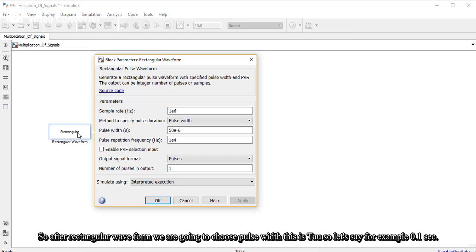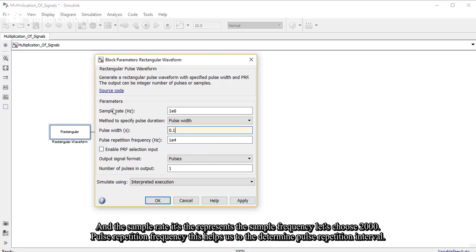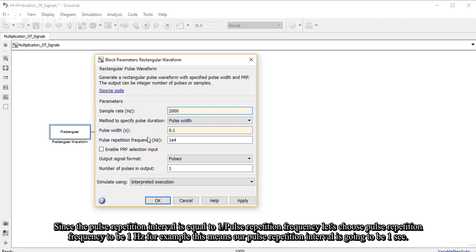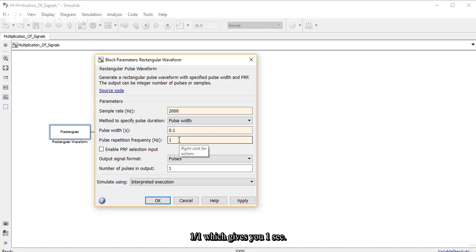After opening the rectangular waveform, for pulse width we're going to choose tau, let's say for example 0.1 seconds. The sampling rate represents the sampling frequency. Let's choose 2000. Pulse repetition frequency helps us to determine the pulse repetition interval. Since the pulse repetition interval is equal to 1 over pulse repetition frequency, let's choose a pulse repetition frequency to be 1 Hertz, for example. This means our pulse repetition interval is going to be 1 over 1, which gives you 1 second.